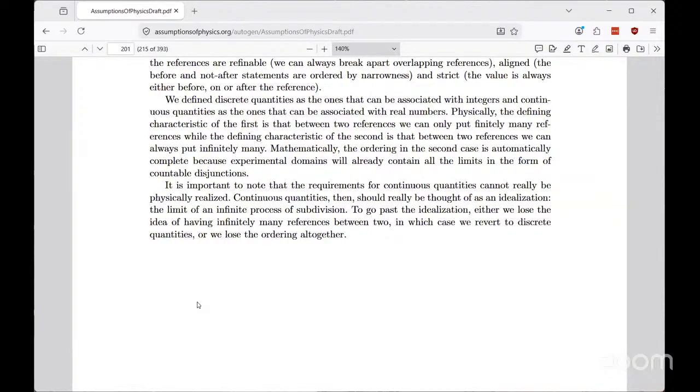It is important to note that the requirements for continuous quantities cannot really be physically realized. Continuous quantities then should really be thought of as an idealization, the limit of an infinite process of subdivision. To go past the idealization, either we lose the idea of having infinitely many references between two, in which case we revert to discrete quantities, or we lose the ordering altogether.